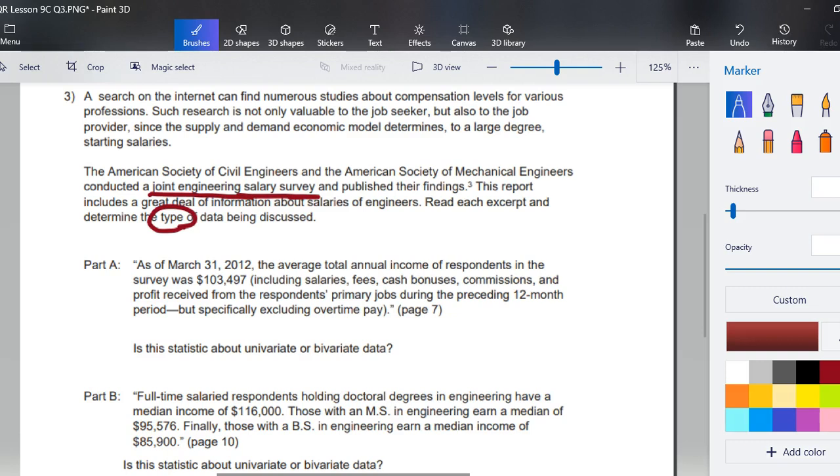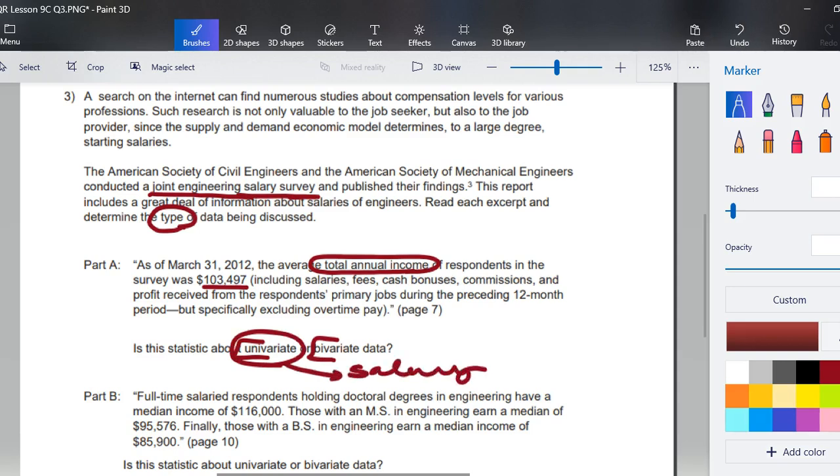As you read through Part A, as of March 31st, the average total income of respondents in the survey was, which included salaries, fees, cash bonuses, commissions, and profit received from the respondents' primary jobs during the preceding 12-month period, but specifically excluding overtime pay. And so the question is, through that whole paragraph, did we talk about one variable or two variables? The answer is we talked about one, only the variable of salary. Salary included a lot of pieces and parts, but ultimately it was just salary.